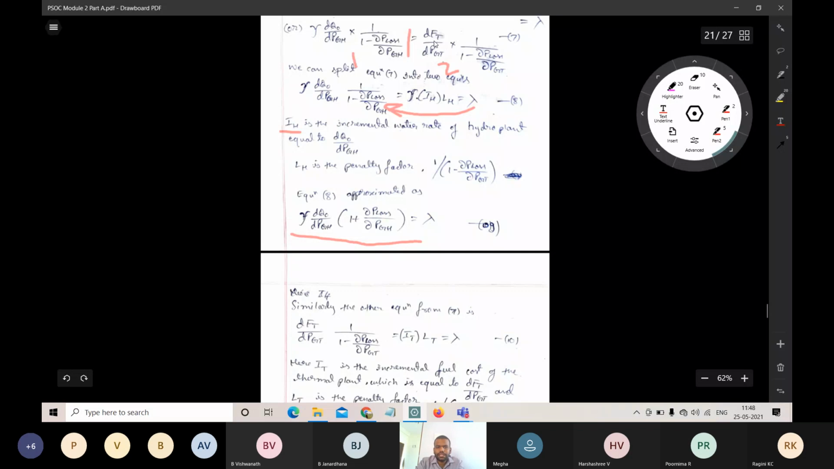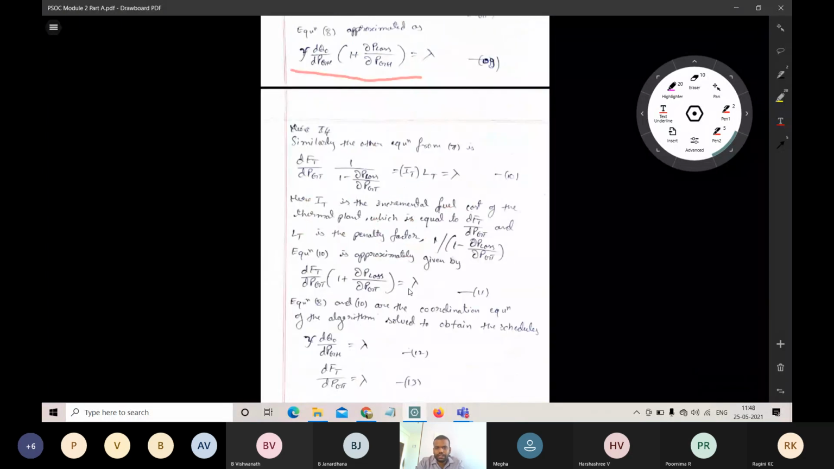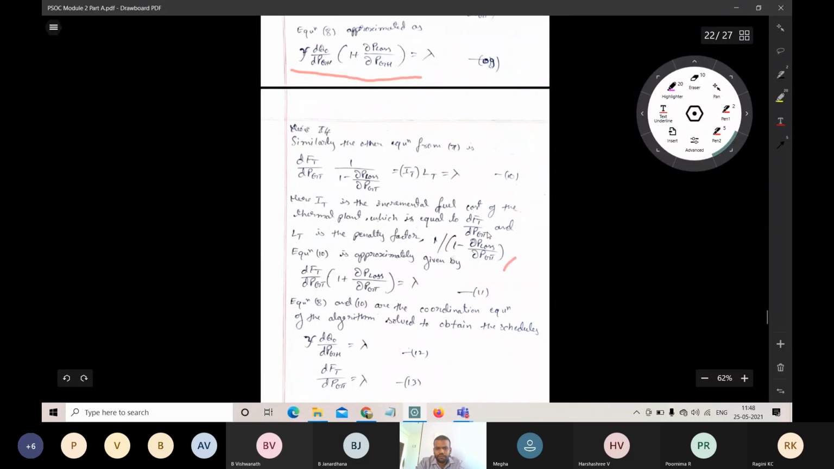And similarly LH and LT. Here LH is 1 by 1 minus dou P loss by dou Pgh, and LT is 1 by 1 minus dou P loss by dou Pgt. LT is also a penalty factor. The same thing I have written here. You can observe dFT by dPgt as IT and LT as 1 by 1 minus dou P loss by dou Pgt. This is the penalty factor.